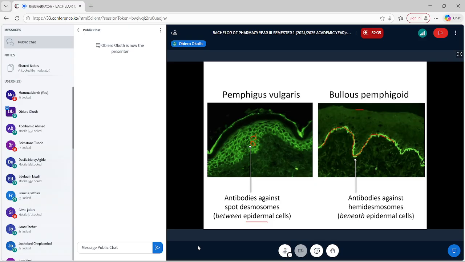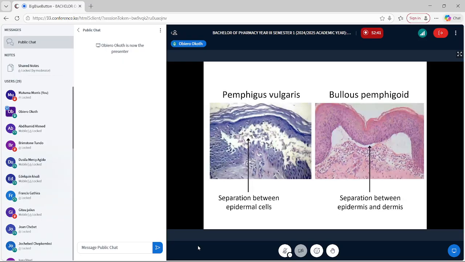We say this is an autoimmune reaction. This is a bullous pemphigoid. And when you look at them, the blister is between the dermis and the epidermis. This one, the dermis is intact. The blister is below the epidermis, subepidermal. On top of that, you see some cells in that fluid.